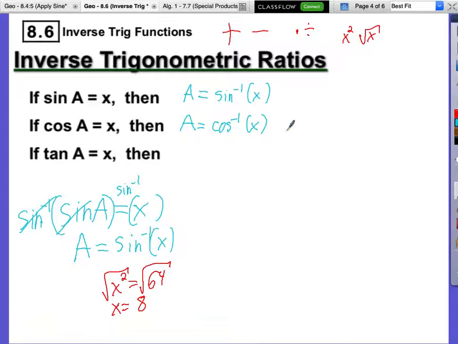So the inverse of sine is inverse sine. The inverse of cosine is inverse cosine. Does anybody have an idea what the inverse of tangent might be? Okay. Angle A is equal to inverse tangent of x.